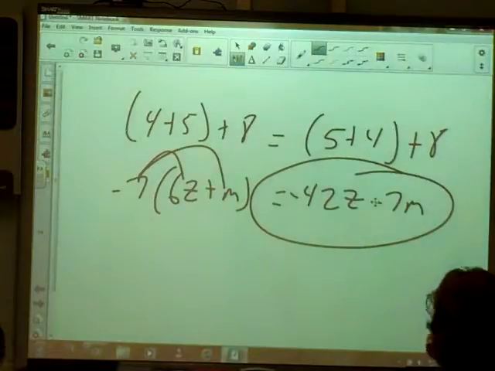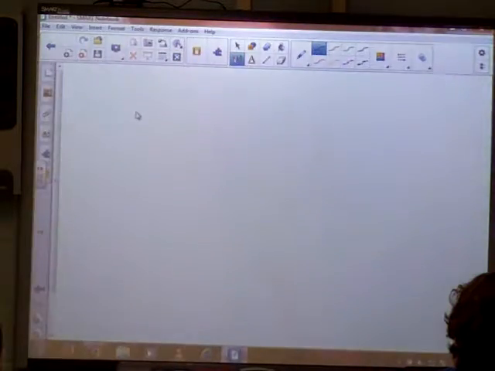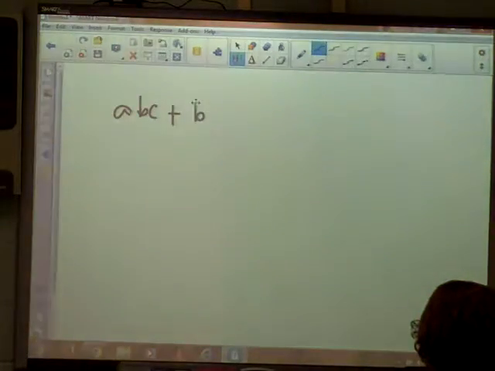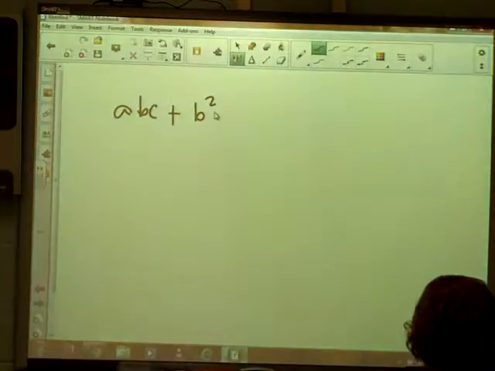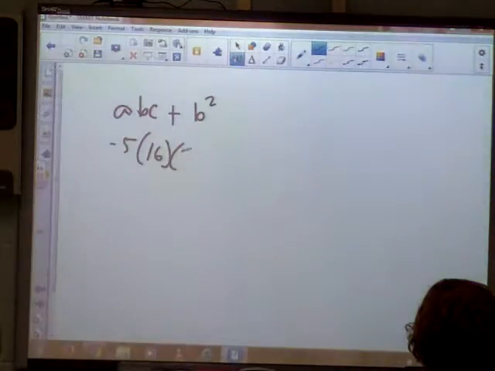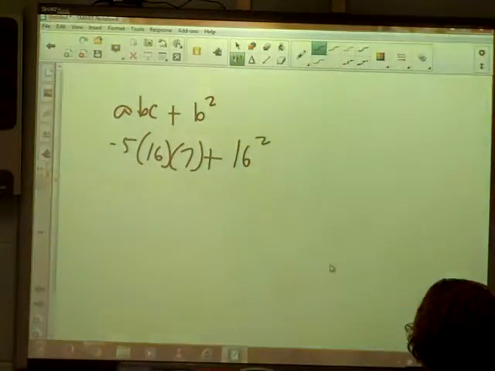Alright, 19, we got a little bit of work to do on it. It says A times B times C plus B squared. And it tells you what your A, B, and your C are. So I'm going to plug those in. A is negative 5, so negative 5 times B, which is 16, times C, which is 7, plus B squared, which will be 16 squared. So that's what I'm actually computing and working out. Negative 321. And Kaylee is correct, it's negative 304.